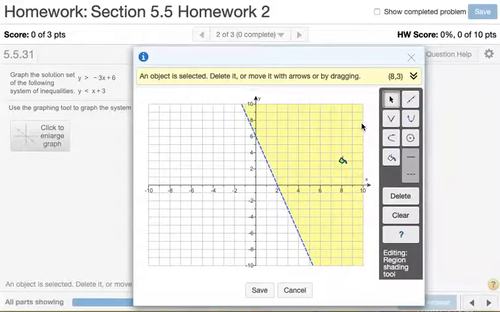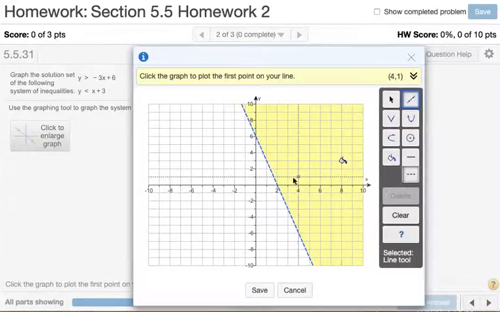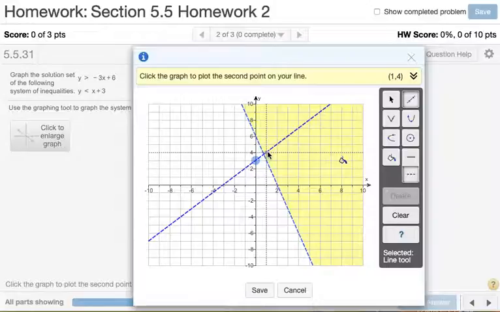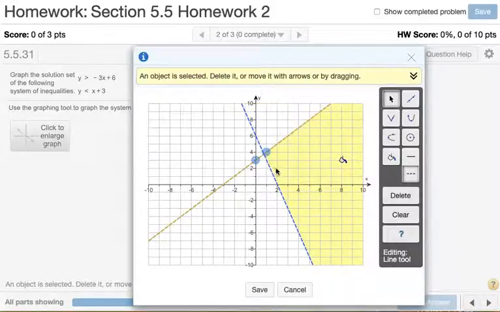Now I need to move to the second, y less than x plus 3. So that's also going to be a dotted line. The y-intercept is 3, and the slope is 1. So up 1 and 1 to the right. Now, once I put the second line down, you'll notice that it's going to cut off the shaded area, and it does that based on where I put the paint can. So if I had put the paint can in this area, then it's going to cut it off into that shaded area. Since I put the paint can over here, then that's the part that's going to remain shaded.